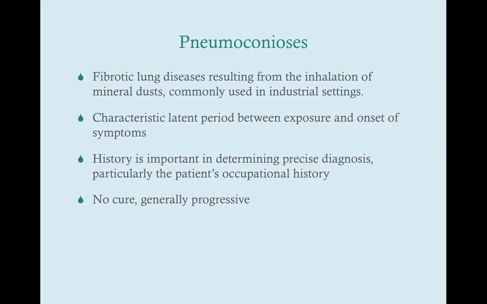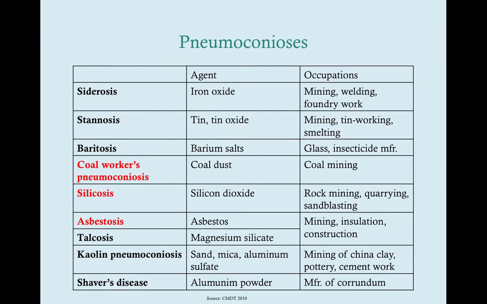Unfortunately, there's no cure for the pneumoconioses. It's chronic fibrotic damage, and generally, once that damage starts, it's progressive. There are ways that you can slow the damage, like stop smoking and stop your exposure, but once the damage starts to take place, it doesn't go backwards, and it usually progresses. And these patients generally will need supplemental oxygen.